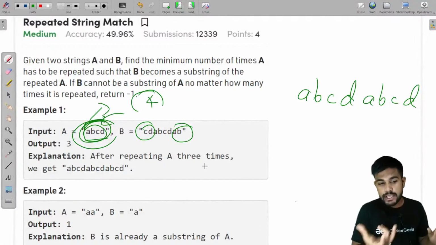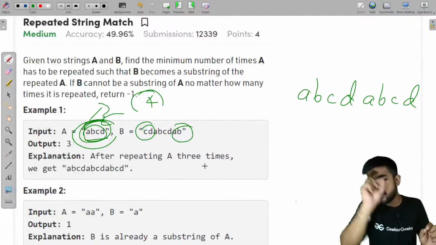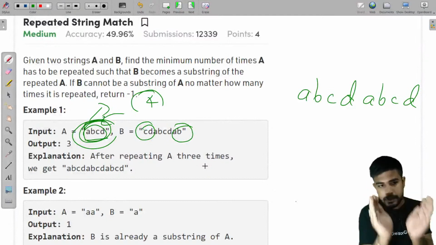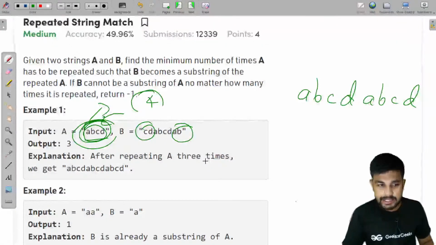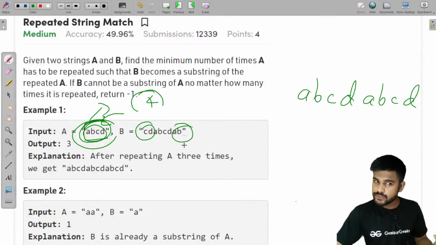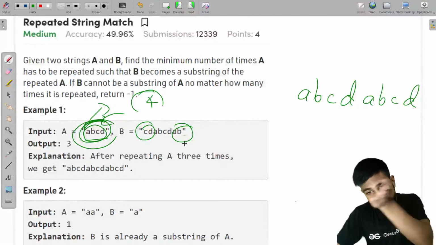Why? Because if it is complete, we would count that. If it is incomplete, we need to count it again. So either one more or the particular. What I'm trying to say is either half or full. If it is full, then we would count it anyways. If it is half, then we would need one more.